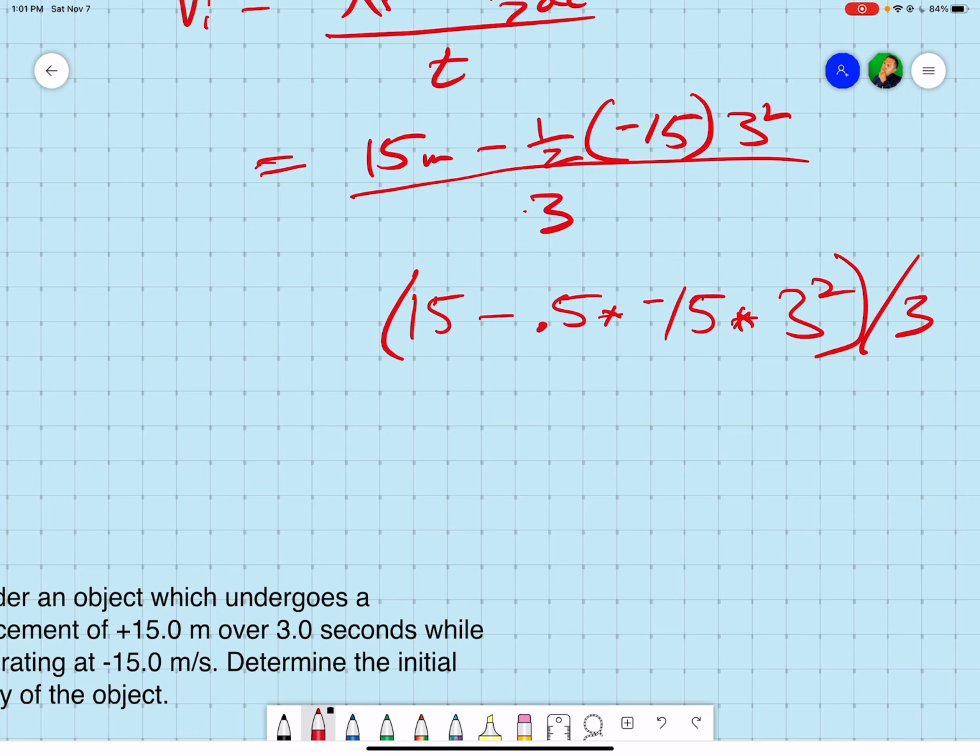Parentheses 15 minus 0.5 times a negative 15 times 3 squared, close parentheses, divided by 3, and I get an initial velocity of something that's off there, so I'd have to check that one again. Oh no, that's good because it was a negative 15. Yep, those cancel out. The negatives canceled out, right? Here and here, those cancel out, and I get an initial velocity of 27.5.